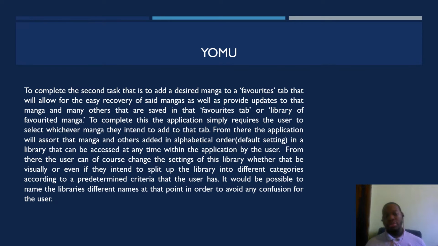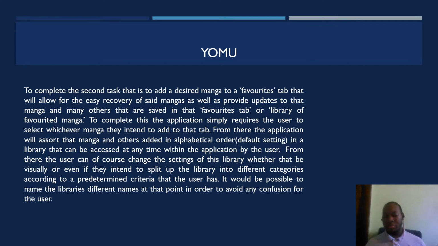From there, the user can of course change the settings of this library, whether that be visually or even if they intend to split the library into different categories. So let's say they have an action category, then they have adventure, then they have fantasy, sci-fi. They could split up all the manga that they read into different categories so that it's easier to find which ones they're looking for in their own library, of course, according to a predetermined criteria that the user has. That predetermined criteria is what I just explained.